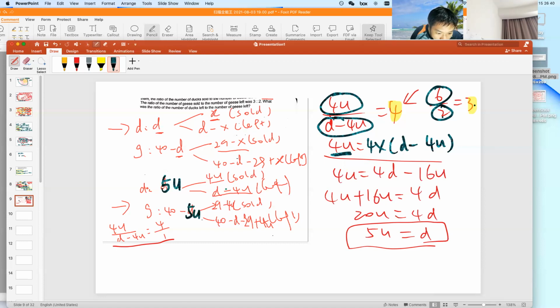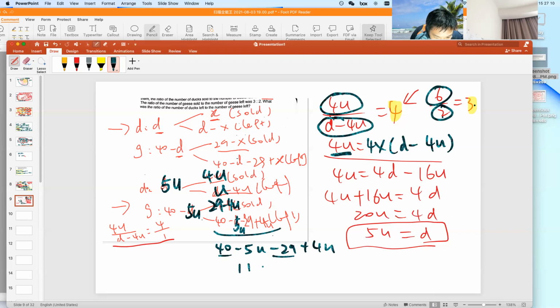This is U, this is 4U. Then, yep, so this will be 29 minus 4U. Okay, so with this, you just have to find out, D is 5U. So you can simplify this one, which is 40 minus 5U minus 29 plus 4U. This will give you, 40 minus 29 is 11. Then this one is minus U. This is the left.